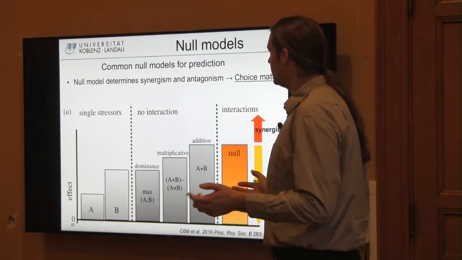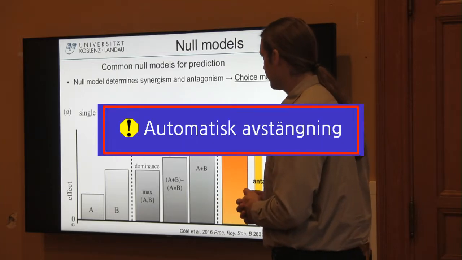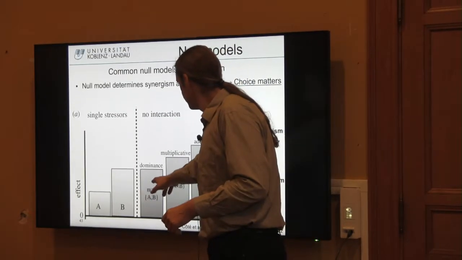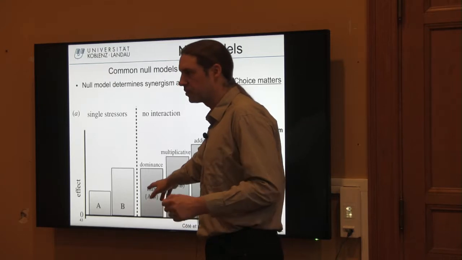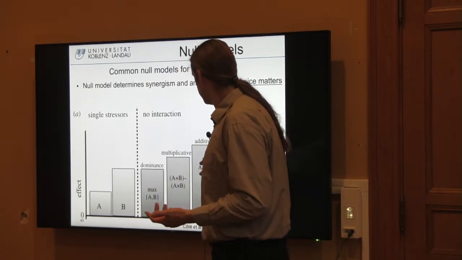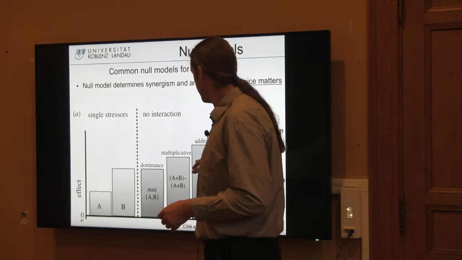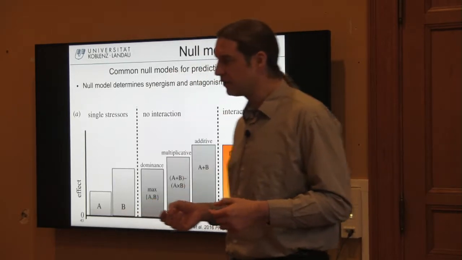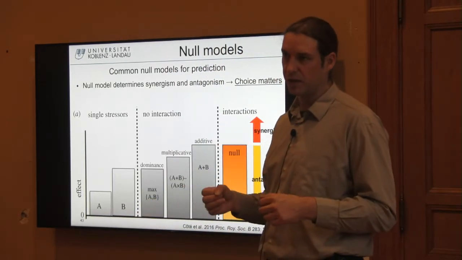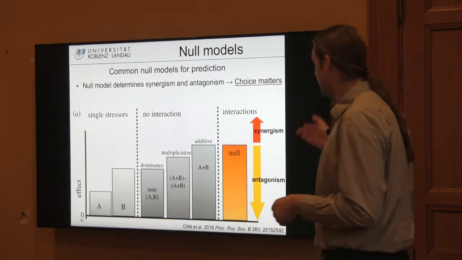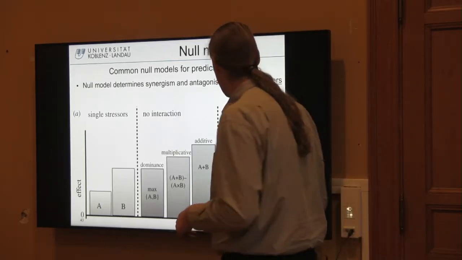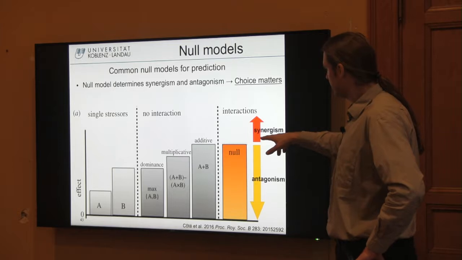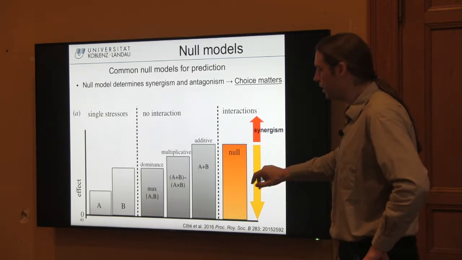Here I show you the null models that are typically used in these ecological studies. These are different null models. The dominance you've already heard, that's just the dominant stressor. Additivity just means summing up stressor A and B, and then you have the multiplicative model. The multiplicative model is the independent action model in ecotoxicology. We can relate these mathematically to each other. And depending on what you choose here, you evaluate that your interaction is synergistic or antagonistic.